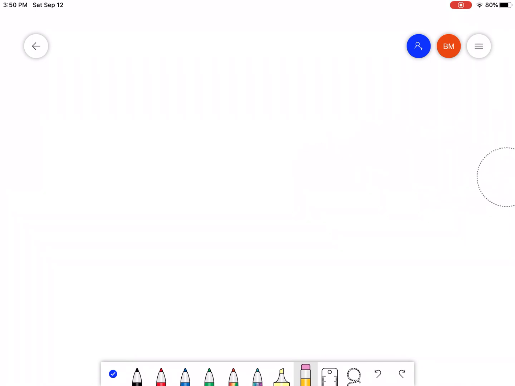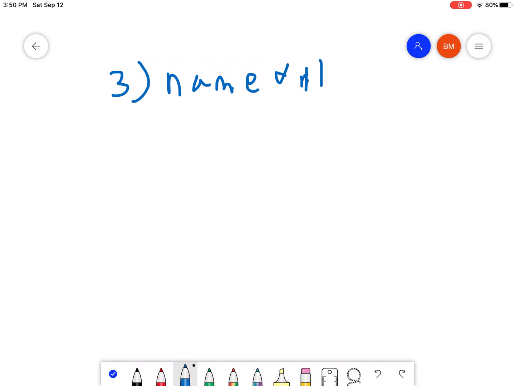Okay. And then the third part and the fourth parts are basically the same as we saw before. Name your substituents and identify where they are. And then put everything together.